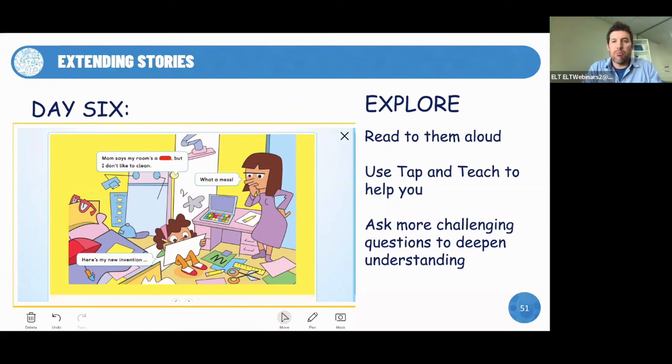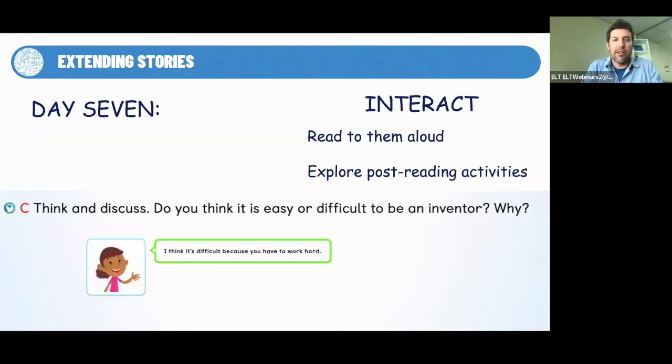Here we're getting them to engage more with the text itself, but still engaging with the story in an enjoyable way, but at a deeper level. Day 7, still reading them aloud, and I could be using the Navio video format if I wanted to, but now we're starting to explore those post-reading activities. There's an example here, think and discuss. But we want them to be doing something, we want them to be extending the reading that they're doing. They've interacted with it a lot, they've explored it a lot now. So now we want them to take what they know and expand upon that.